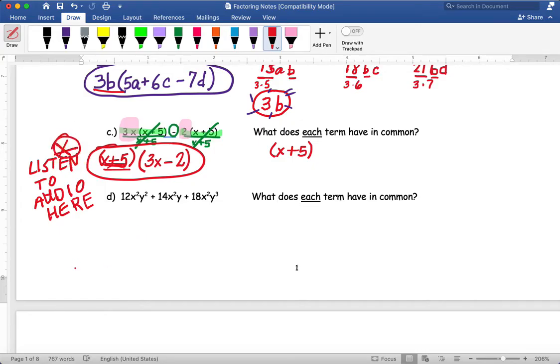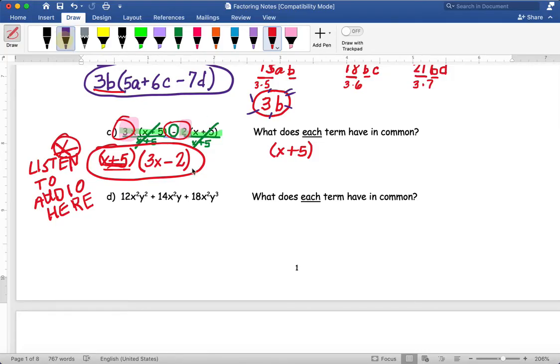All right, so listen to the audio here. This is just going to come out one time. That's the GCF. It's going to divide this and this. And you're going to be left with 3x minus 2 right here inside the parentheses. And if you didn't have the audio on up until this point, you're probably going to want to rewind it a little bit so you can hear what I said.